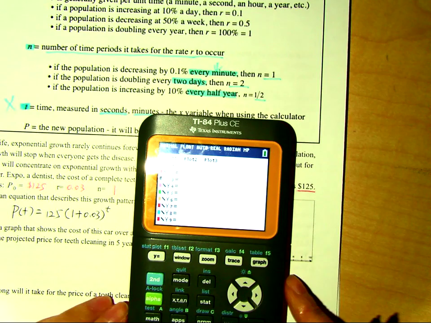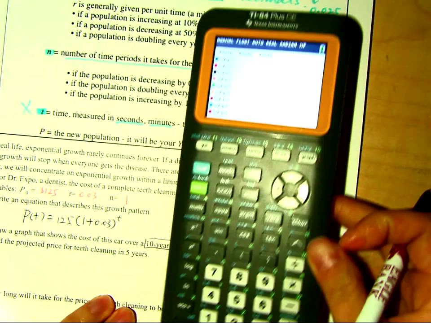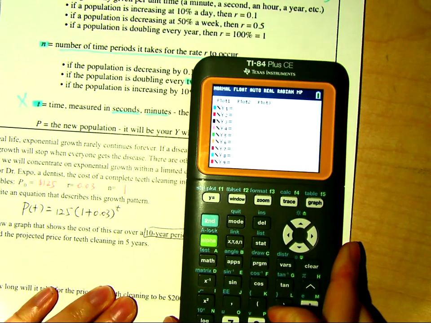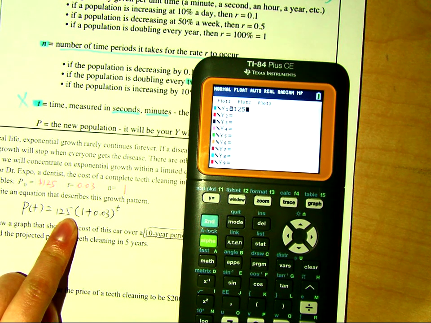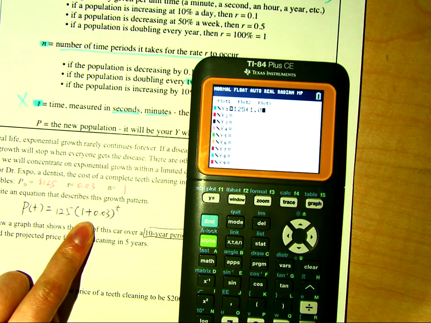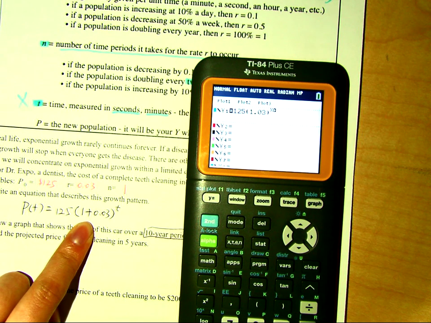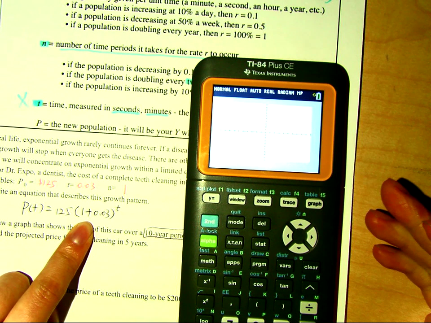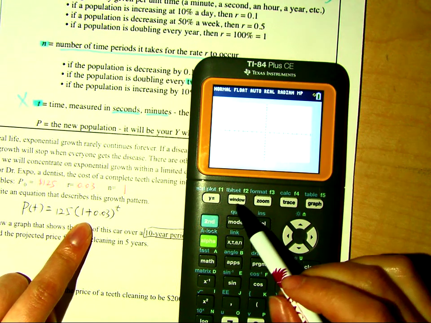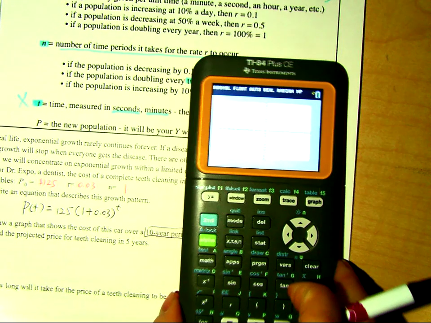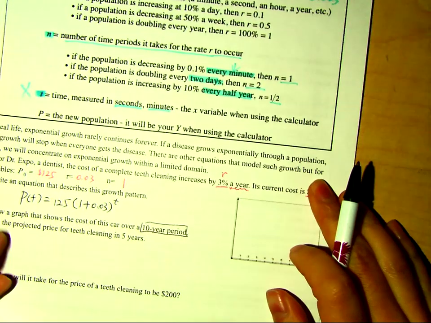First thing, go to Y, and let's type this equation. So 125 times 1.03 power X. That's how you type the equation. But before you graph, let's say if I graph, I see nothing here. That means I have to change my window. Okay, how do I change my window? Look at this question again.